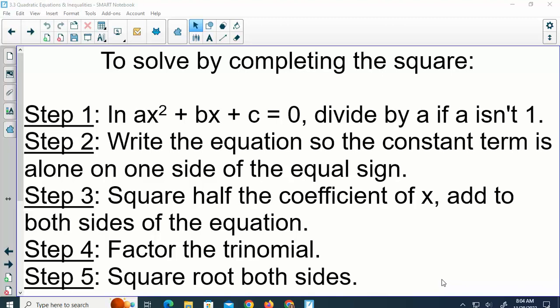So in order to do completing the square, it has to be set up a certain way. You need to have a coefficient of 1 on your square term. So if it's any other number, you have to divide by it. That might lead to some fractions, and that's okay. We want the constant on the other side of the equal sign by itself. So you'll have to bring your constant over. And then we want to make a perfect square.